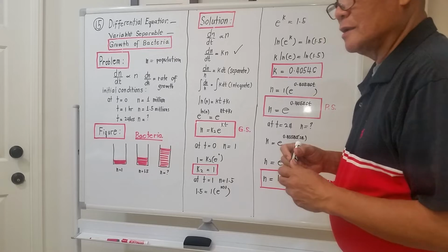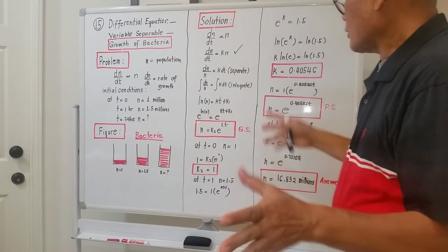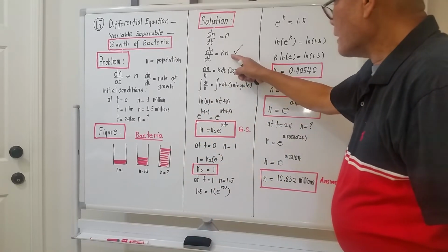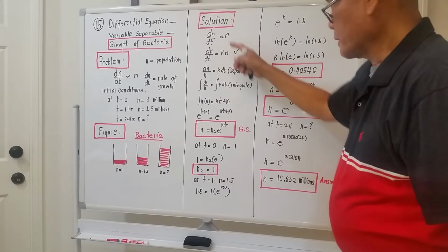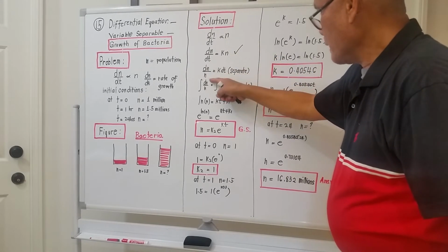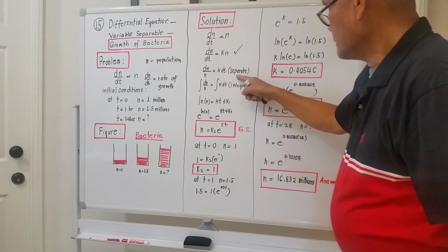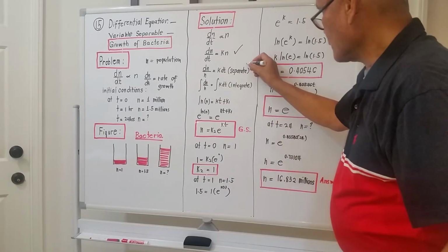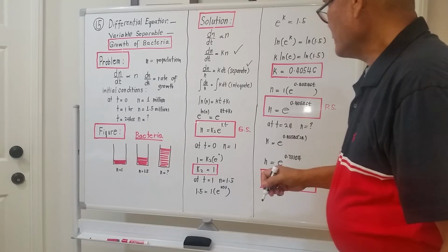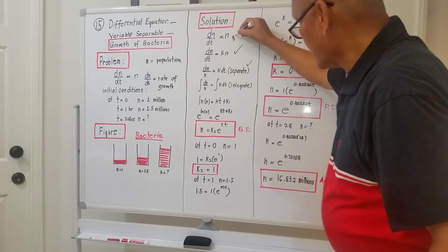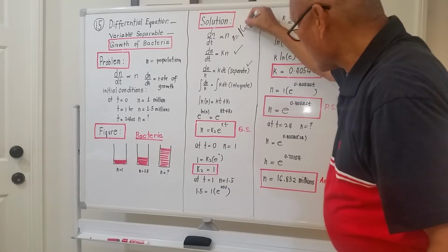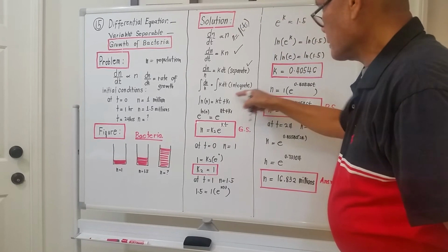Let's separate the variables. There are only two variables, n and time. This k here is a constant. So dn over n is equal to k dt. We separate the variables already. So to bring out the relation of population as a function of time, we will try to integrate.